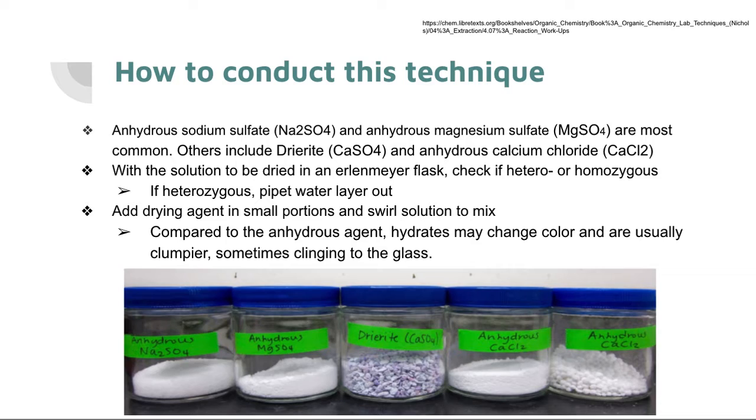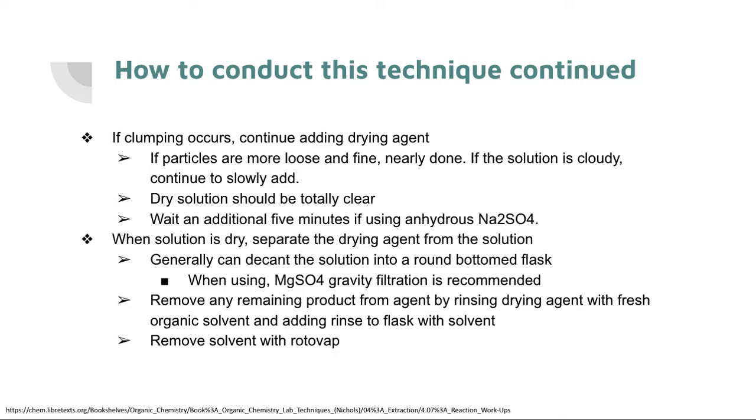Some changes could happen: the hydrates may change color compared to the dry form, or more often, they'll clump into large chunks. Sometimes they'll cling to the glass as well. So continue adding the drying agent until the particles are large, chunky, clumping together in larger amounts than they would normally be on their own. If the particles do become more loose and fine, you're nearly there.